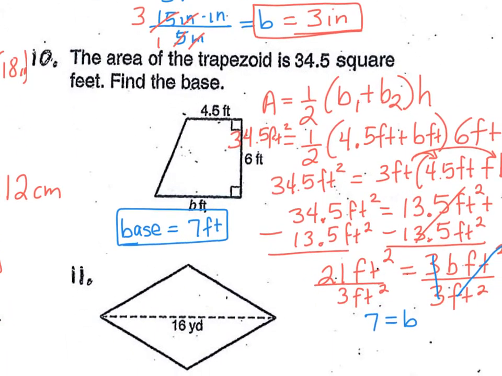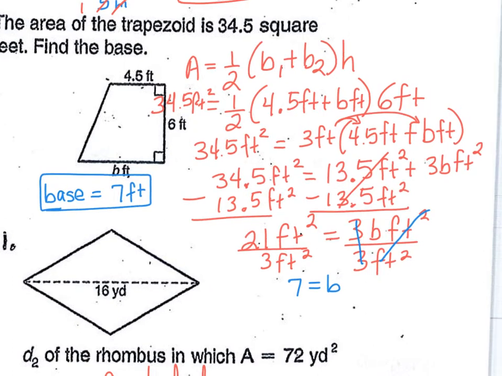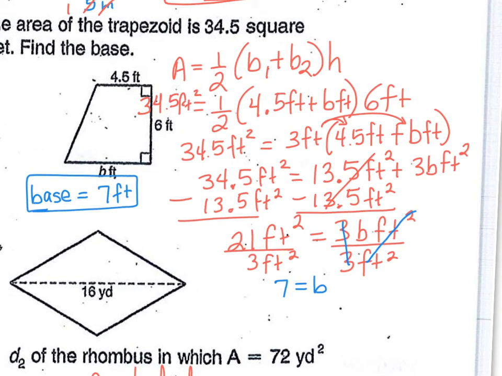Number 10, you need to find the base when the area is 34.5. Check on this one, please, double check that you have this formula. The formula is 1/2 (base 1 plus base 2) times the height. The area is 34.5 square feet, one of the bases is 4.5 feet, you don't know the second base, and the height is 6 feet.